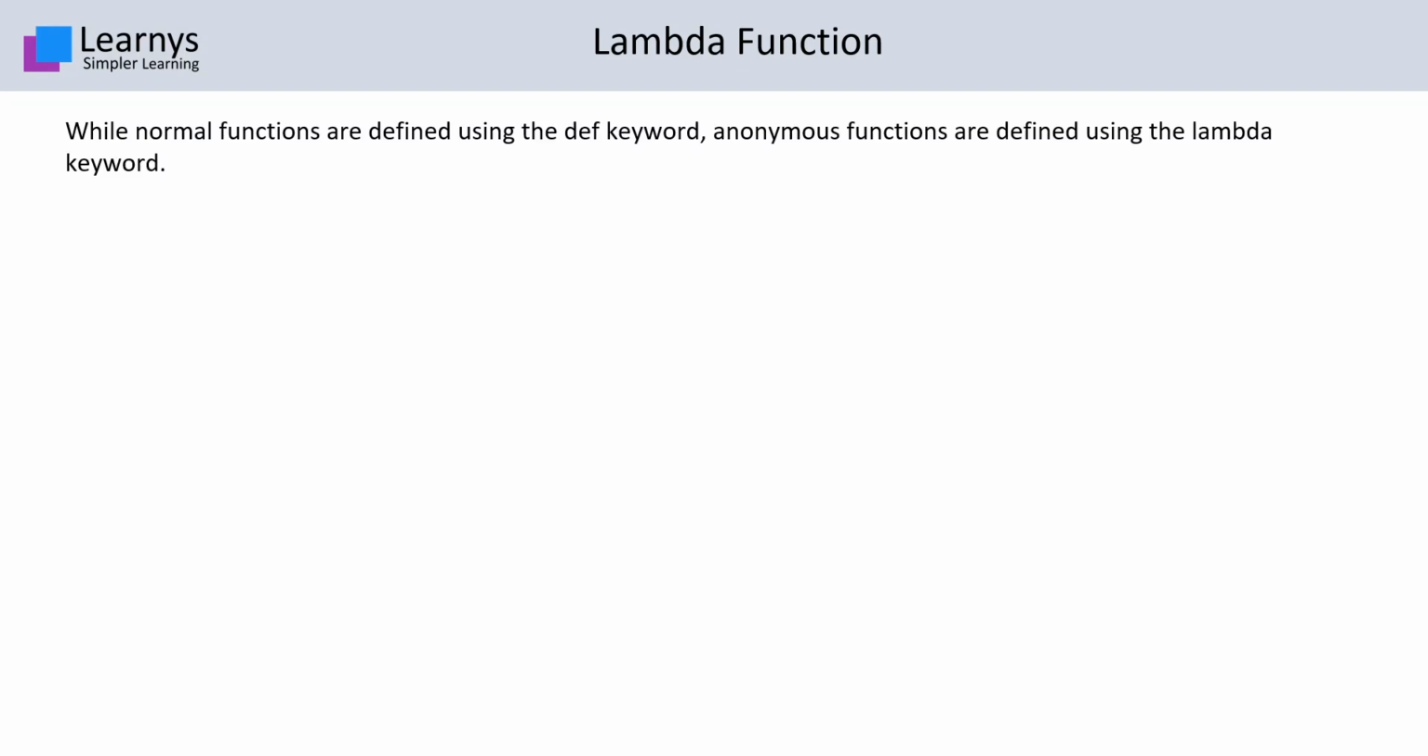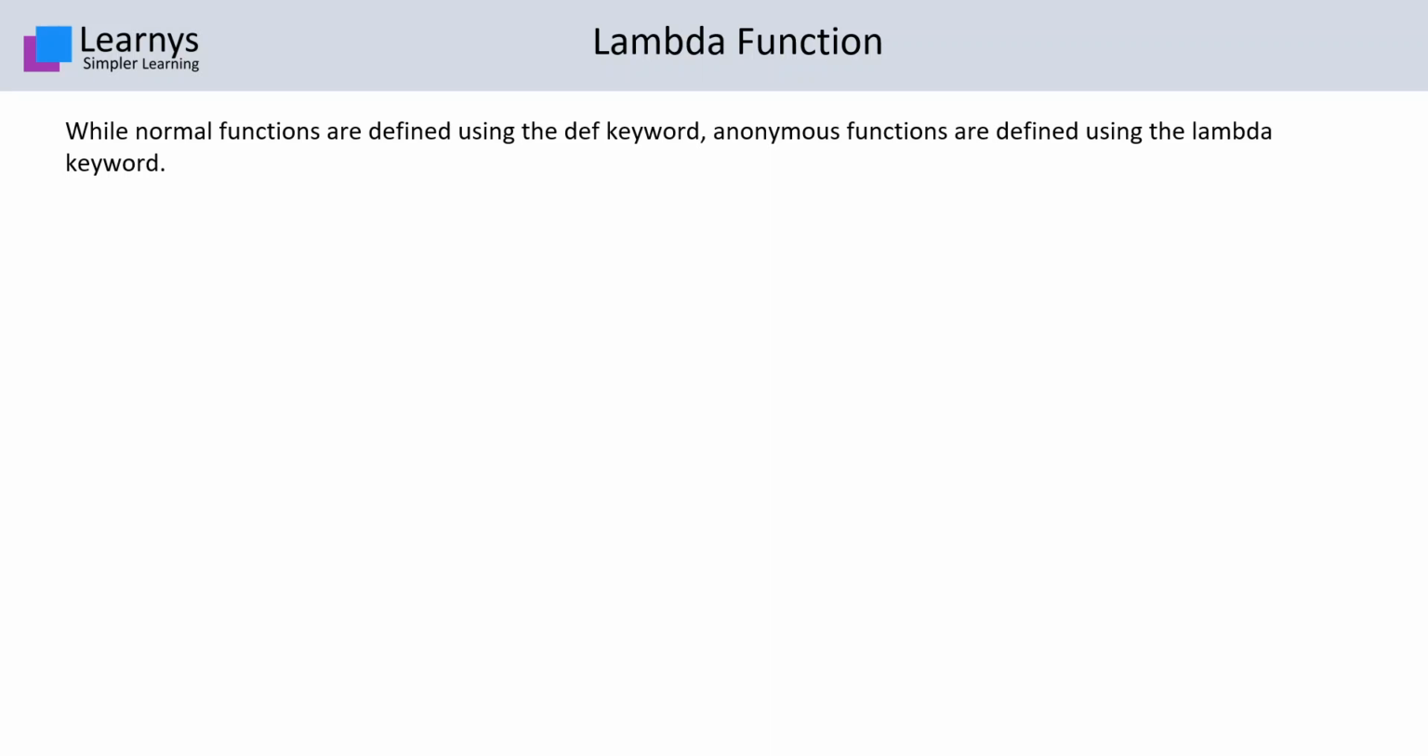While normal functions are defined using the def keyword, anonymous functions or lambda functions are defined using the lambda keyword. Lambda functions are mostly used with higher order functions, that is, the functions which accept other functions as arguments. Some applications of lambda functions are very widely used in coding questions.